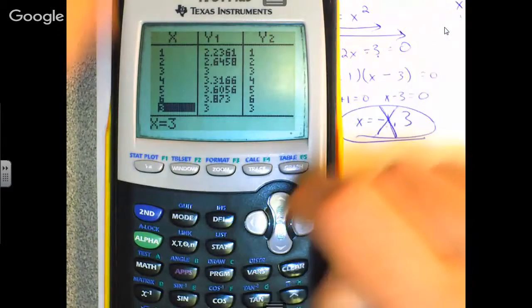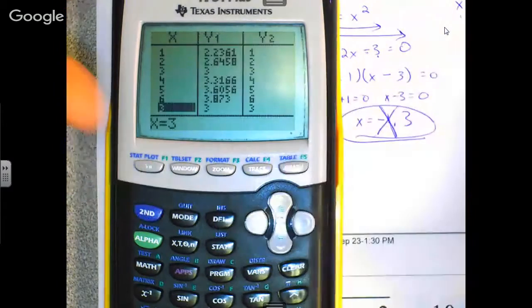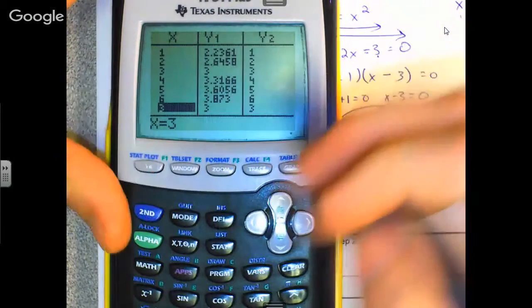Okay, so when we check, you can check here on the graphing calculator by just going to the table real quick, punching that number in and seeing if it works or not. Okay.